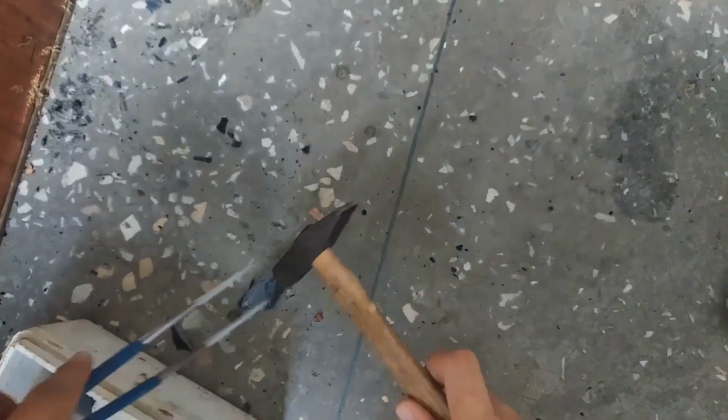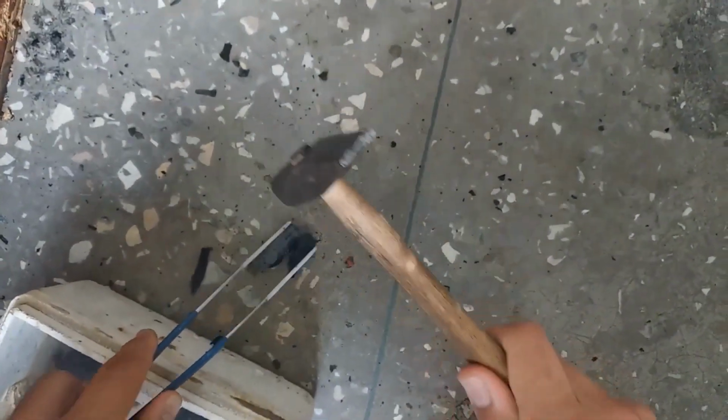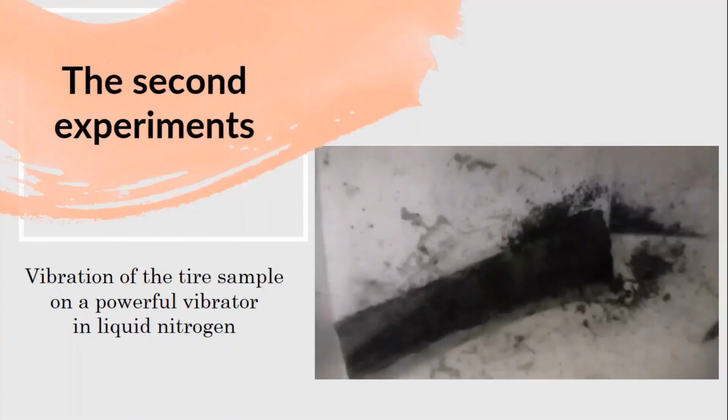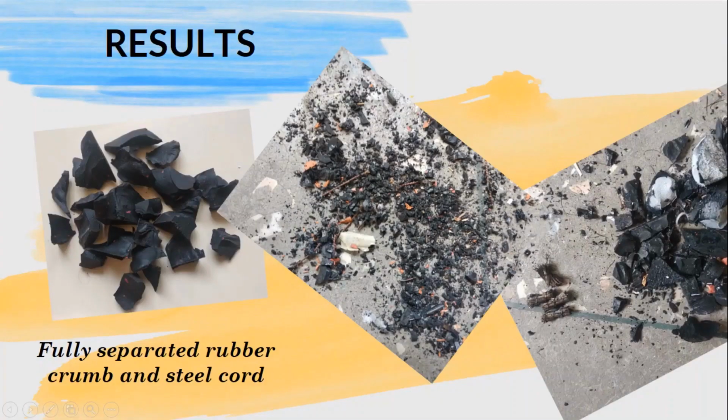As an example, after that, the sample breaks down by itself immediately or after light mechanical interaction. And for the second experiments, we put the tire sample in liquid nitrogen and vibrated it on a powerful vibrator also for 10-15 minutes. So the sample breaks down during the vibrating, and on the video you can see black points near the sample. This is rubber clump, whose size is the same as sugar granules. So the results are fully separated rubber clump and steel cord, which you can see in the photo.